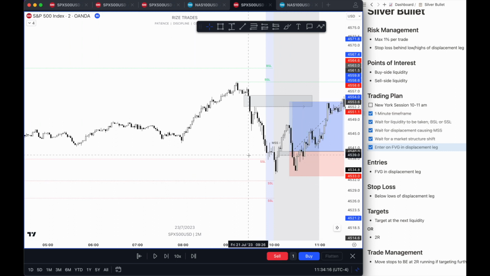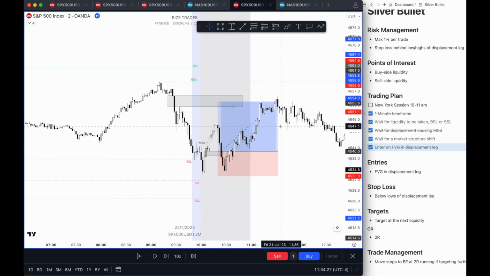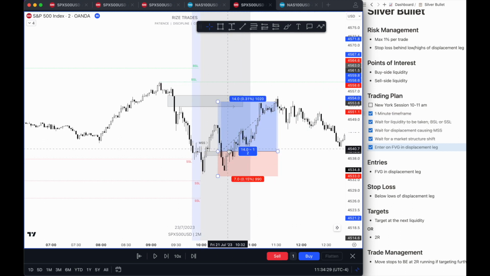So sell side got taken. We did spike below here, but we didn't get a market structure shift. There was no structure here. So we need to wait for structure to form. Structure formed here. We then dipped lower again, and we displaced higher. We then took our trade from this fair value gap, as you can see, and targeted higher for 2R.